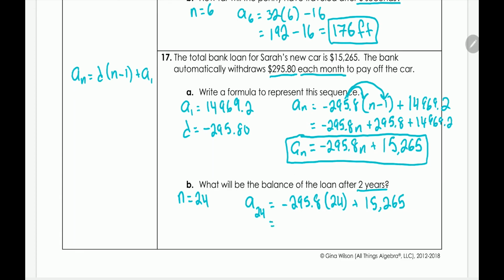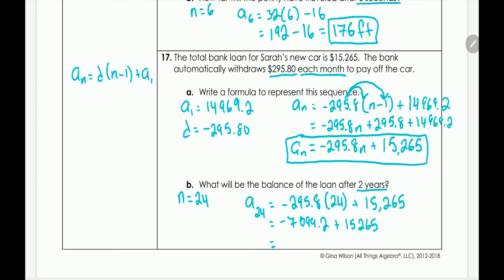So we're going to take the negative 295.8 multiplied by 24. I'm not doing that in my head, so let's get a calculator. Negative 295.8 multiplied by 24 gives me negative 7,099.2, and we're adding 15,265 to that.